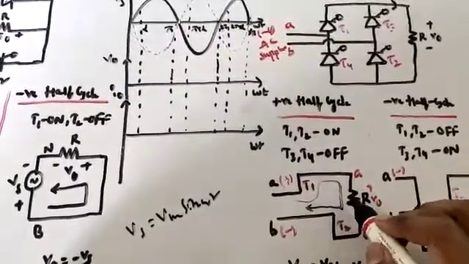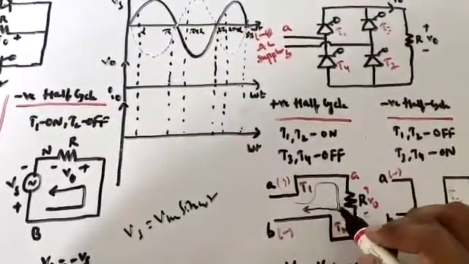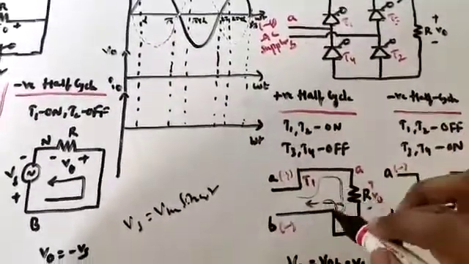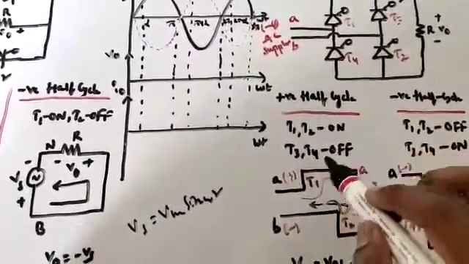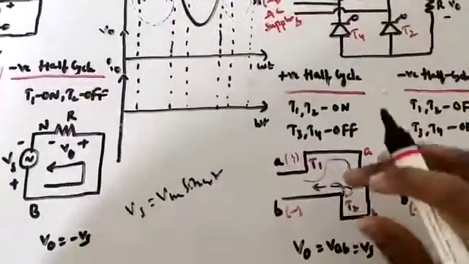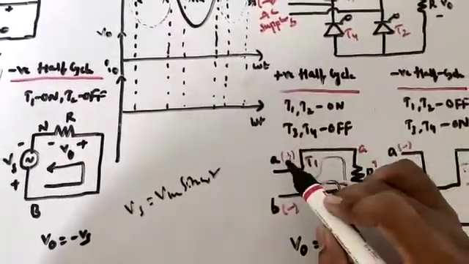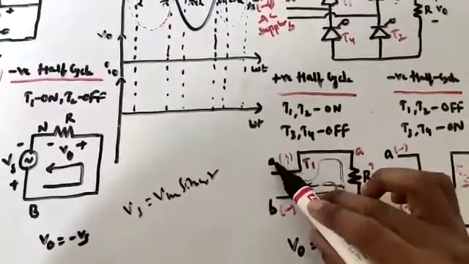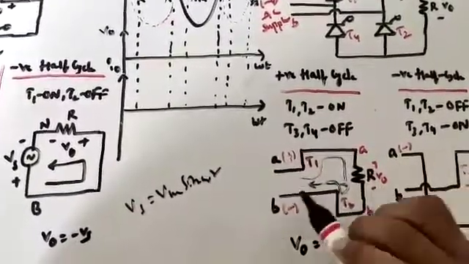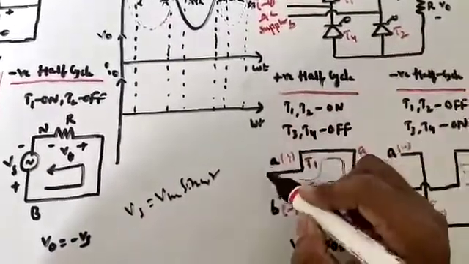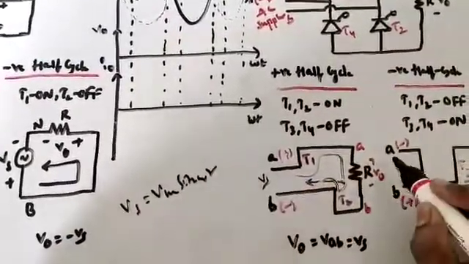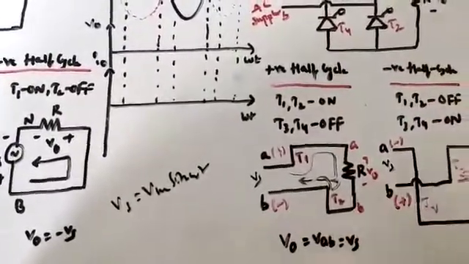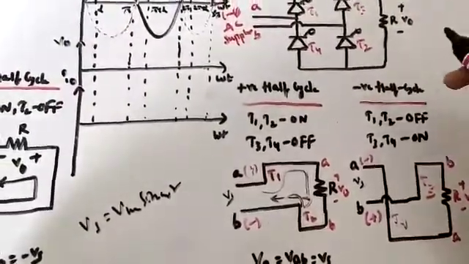The current flows like this: from T1 through R, and through T2 to the negative of the supply. So in this positive half cycle, T1 and T2 are on, and T3 and T4 are off. Positive, which is A, is connected towards the load, and negative is B. So VAB is nothing but the supply. The supply voltage appears across the load, that is, V naught equals VAB equals Vs.